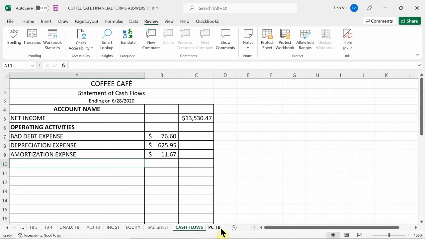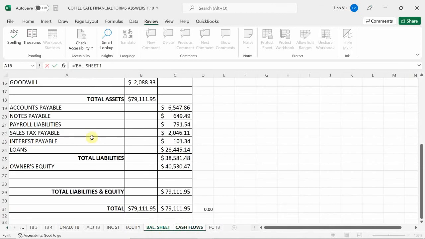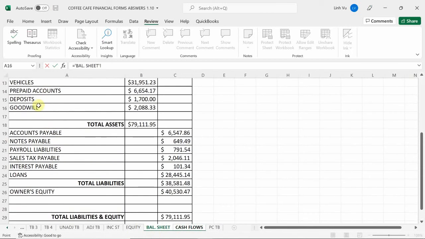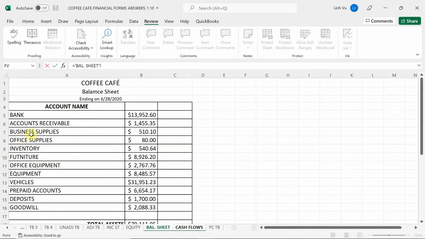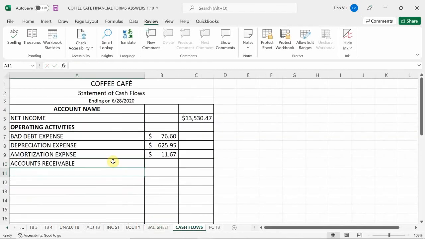Then the next set of portion is going to be your current assets, besides the bank. Let's go ahead and take a look at my balance sheet. What's the first current asset I have on here? I have accounts receivable. Now, this is how we have to understand it. Accounts receivable right now is this one.